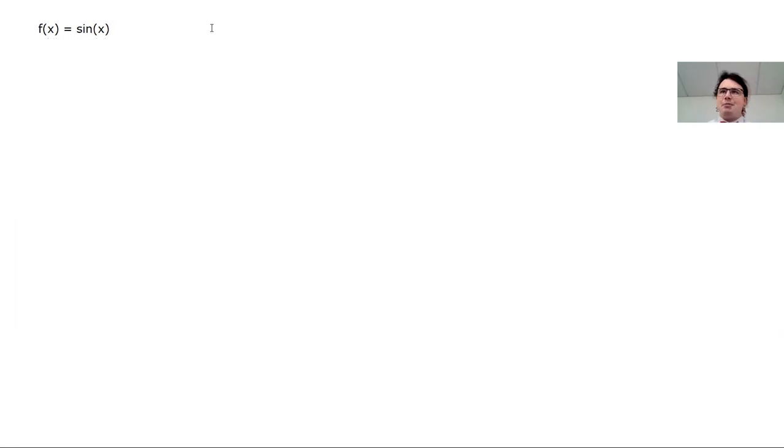I'll need to center my polynomial somewhere. Typically, we use the number a for that in the general formula, and my number a will be pi divided by 6. I also need to specify the degree of polynomial I'm interested in. For this example, I'll be looking at the 4th degree Taylor polynomial. And finally, I need to specify an interval.